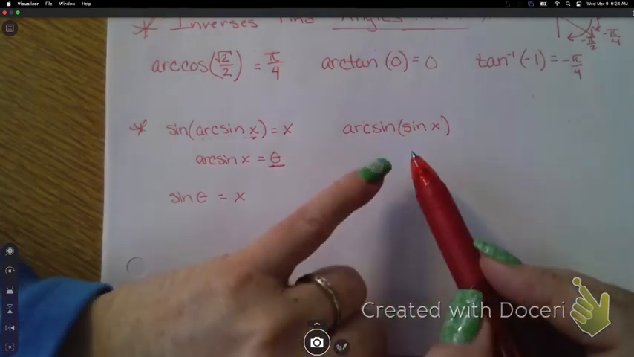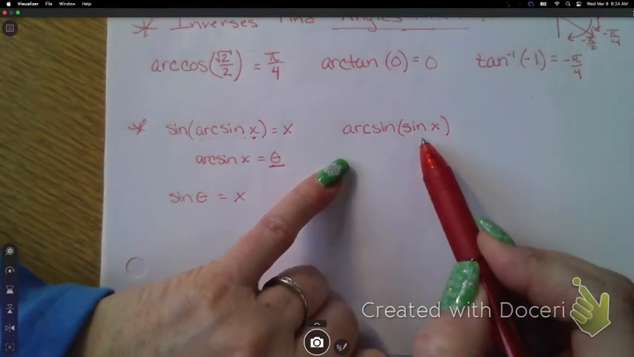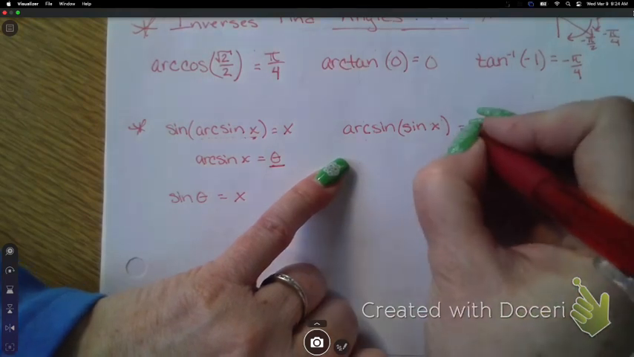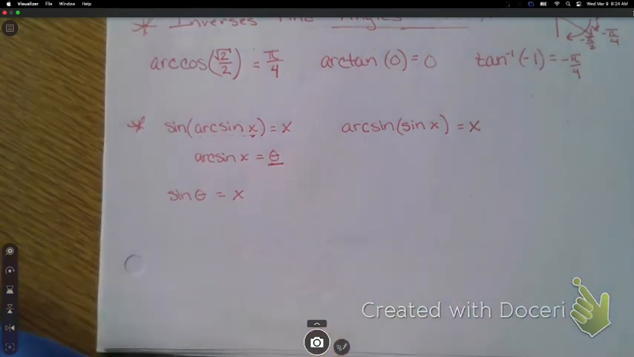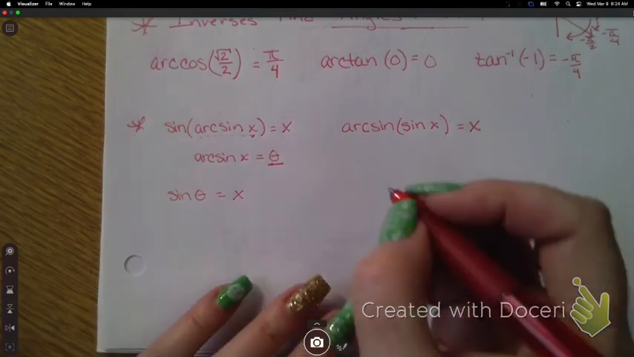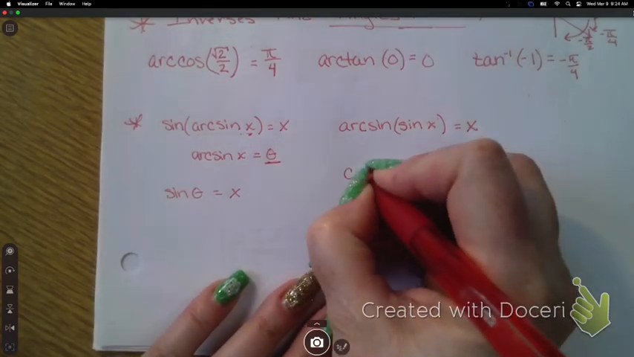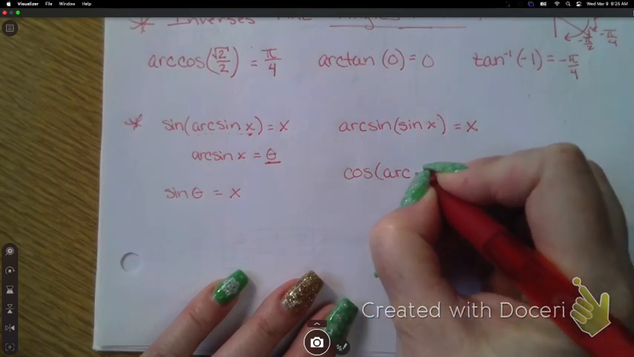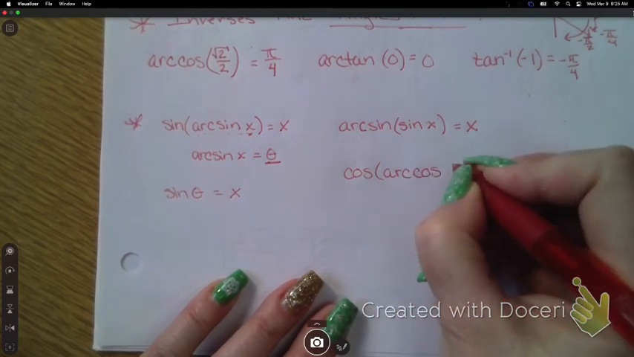Does it work if I did the sine of x, then the arc sine of that answer? Yeah, then the answer is still going to be x. It applies for cosine as well. So the cosine of the arc cosine of 1/2.